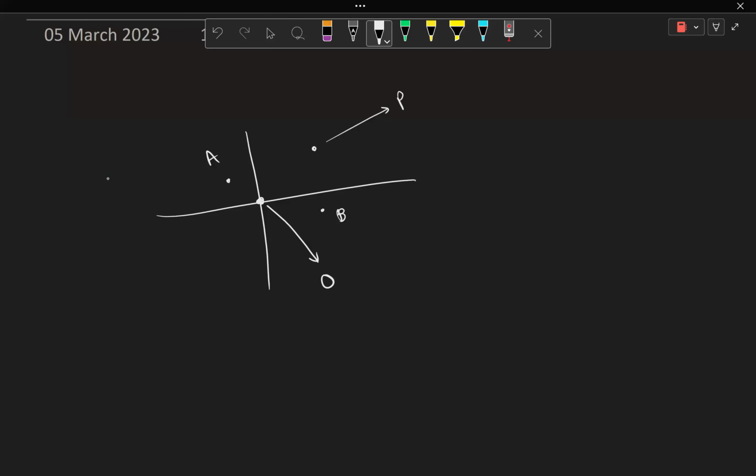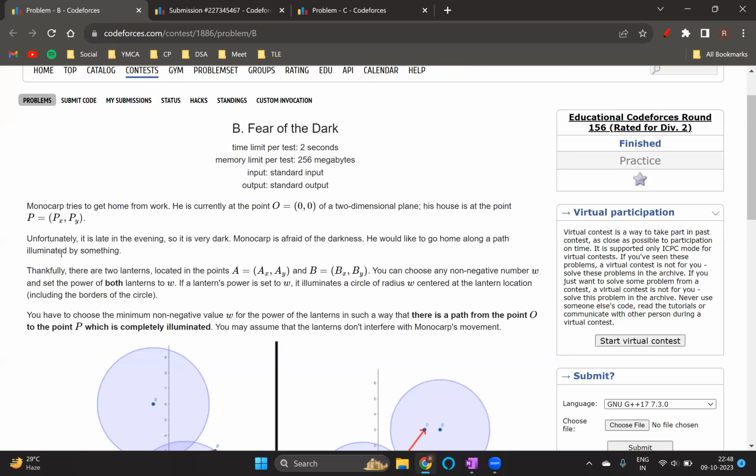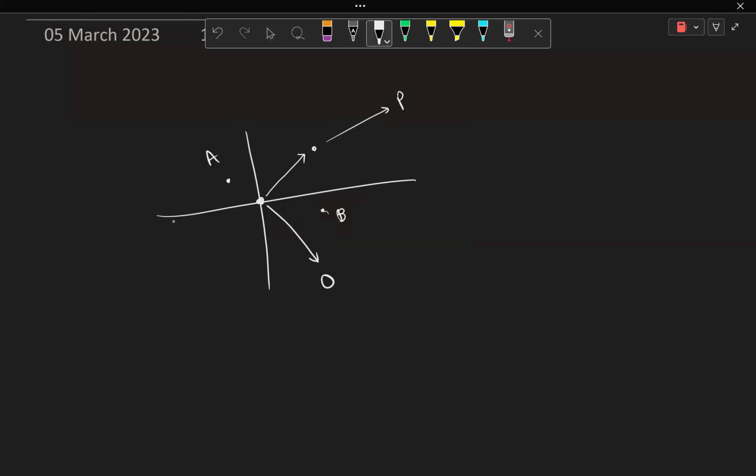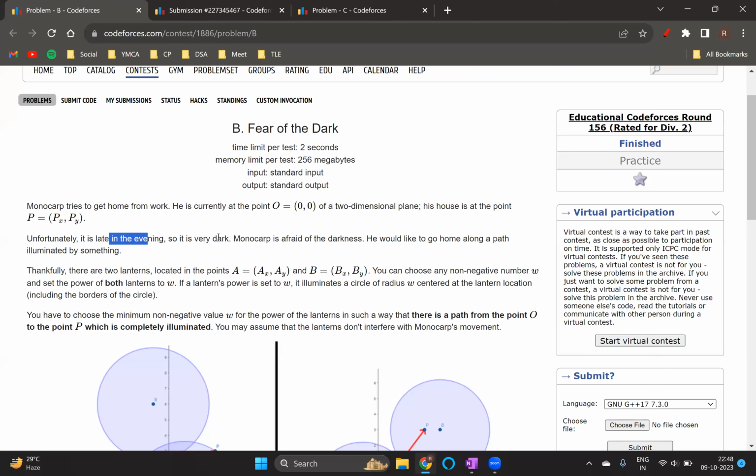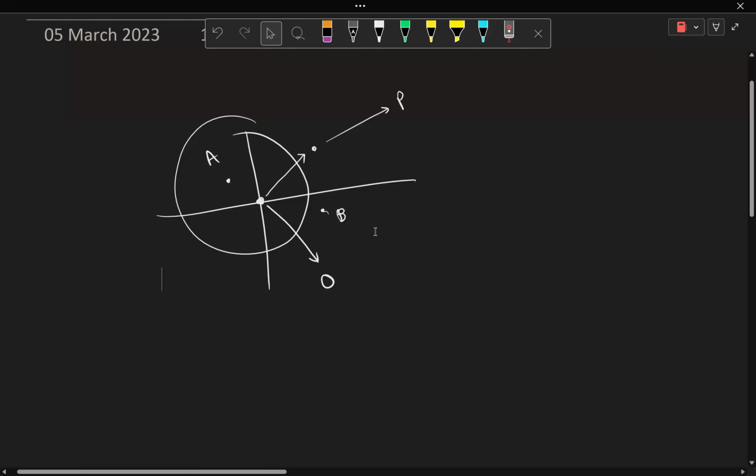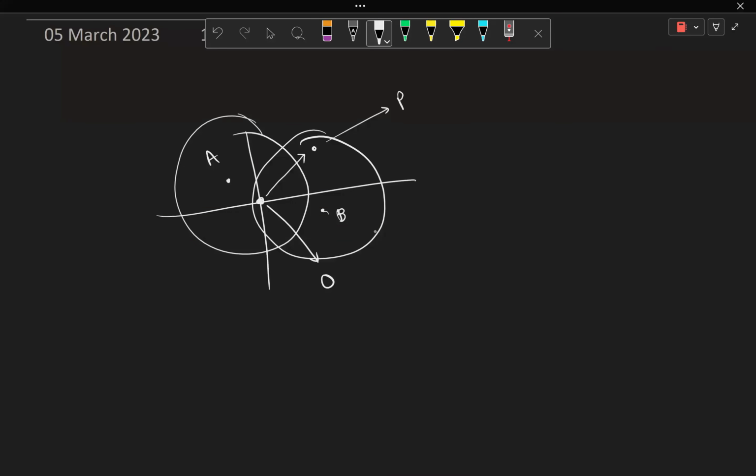Now we have been told that you want to go from O to P, but you can only travel in light, and these A and B are actually lanterns. So these are lanterns which will give some light. It was something like this. So there is darkness which they would be removing. It would be something like this. And the radius of these two circles, A and B, would be equal to W.